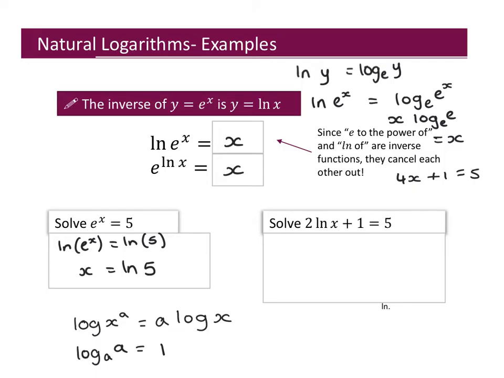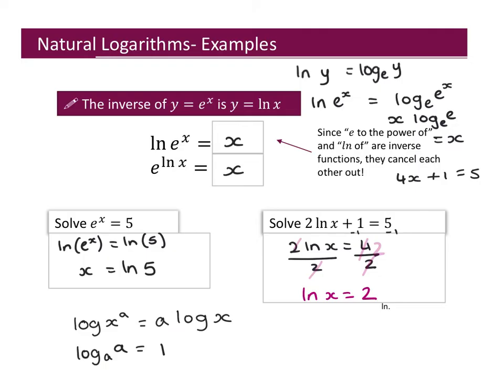ideally we just want a ln x on the left-hand side, or an e to the power of x, okay? Now, so I'm going to get 2 ln x equals 4, and that's because I've taken away 1 from both sides. What's my next step? I'm going to divide both sides by 2. So, the 2's are going to cancel. How many 2's into 4? 2. So I'm now going to have ln x equals 2.